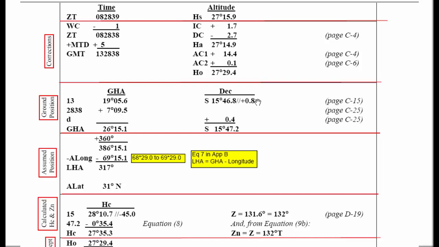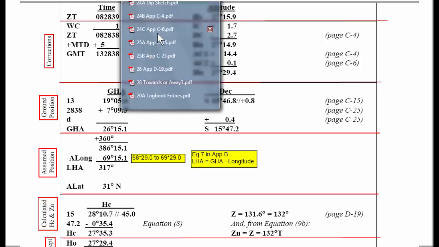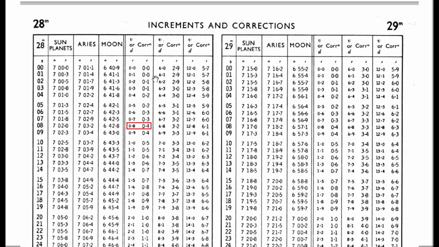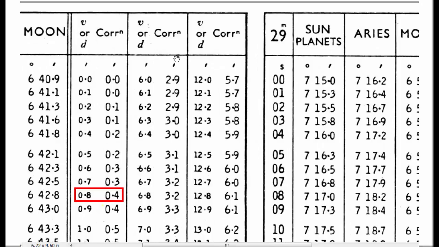Now we have to deal with the little d, this little interpolation factor. And we go back to that page C25, and on the 28-minute section of this page, we see these three columns which say V or D correction, and all three columns say that same thing. And then what's written in here is minutes.